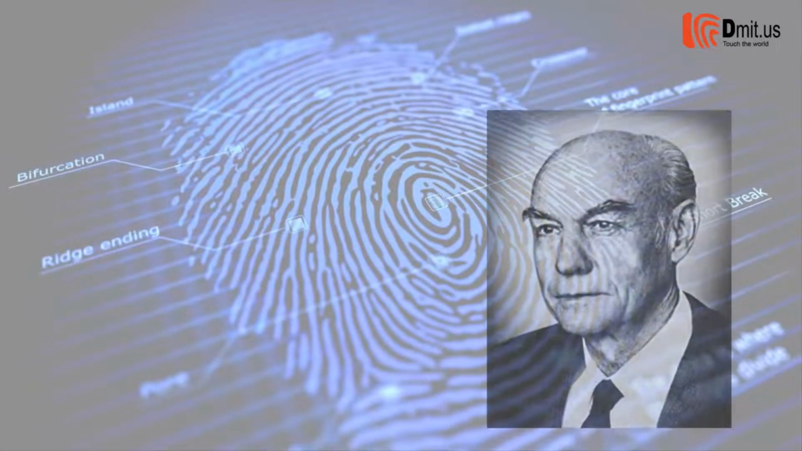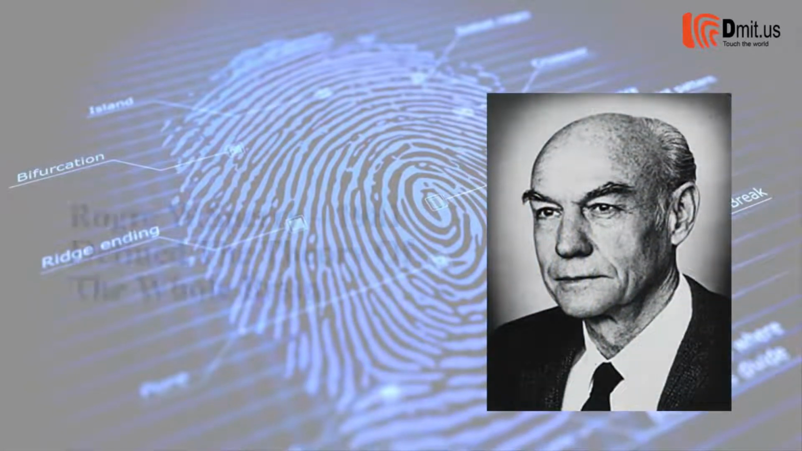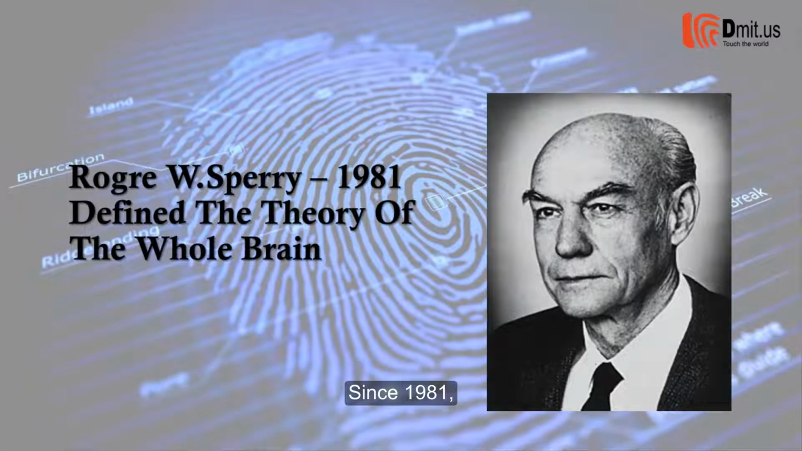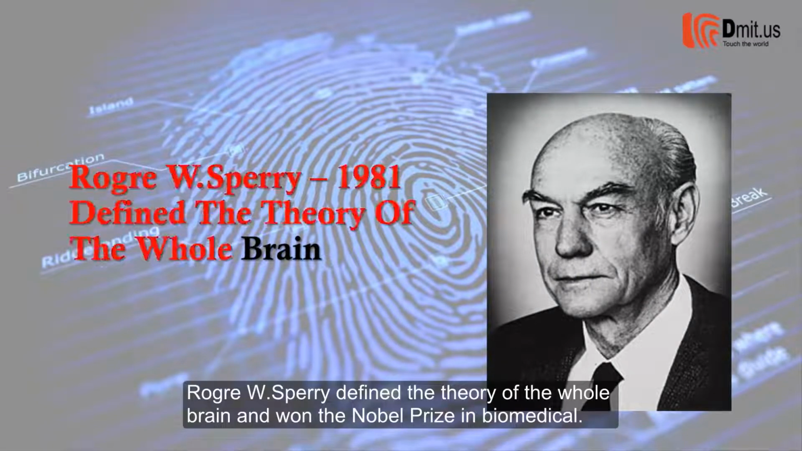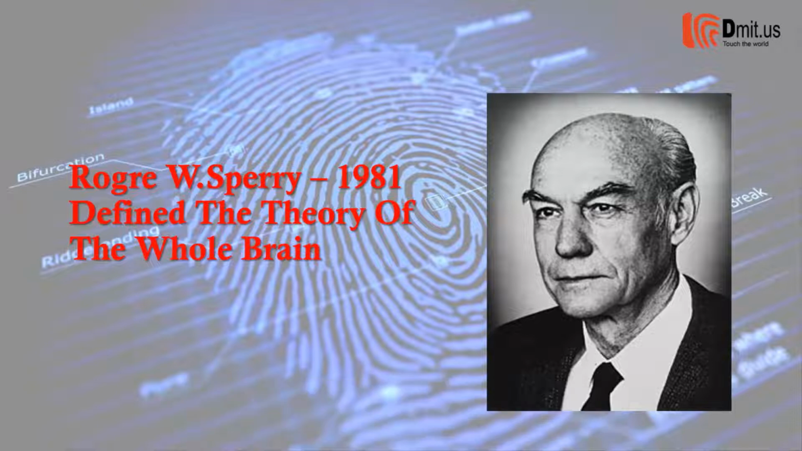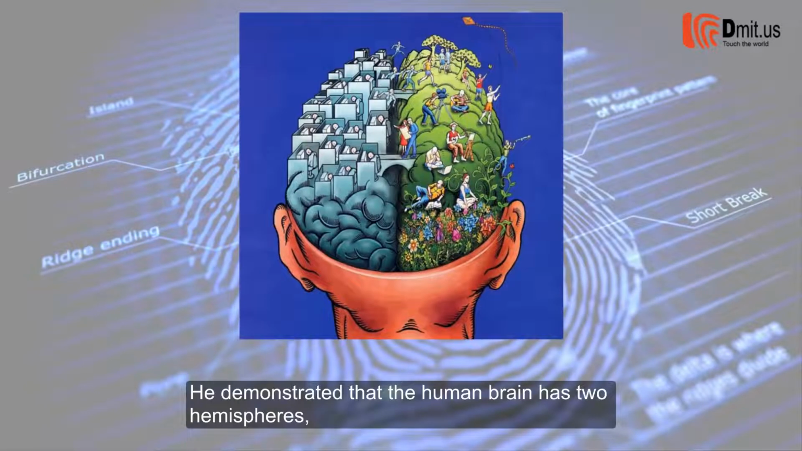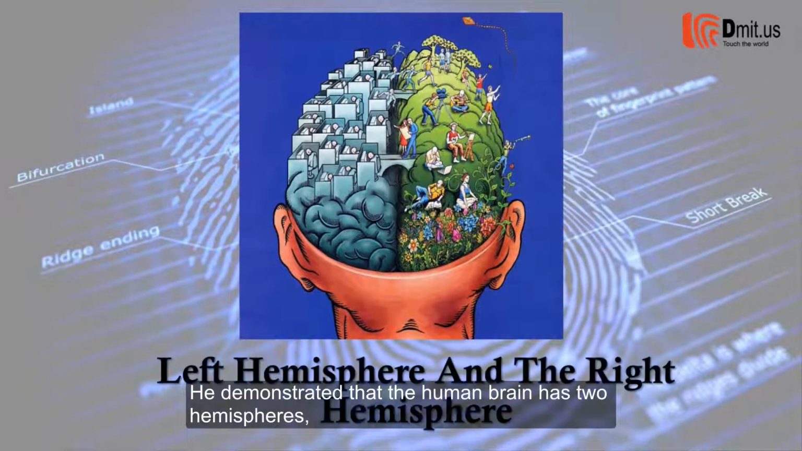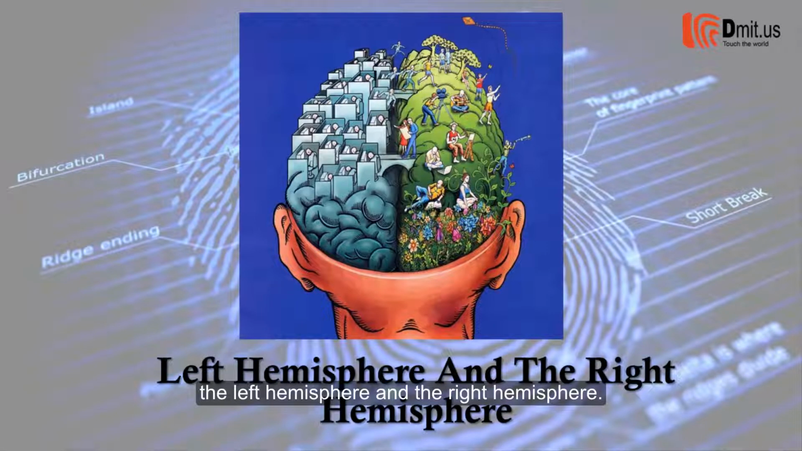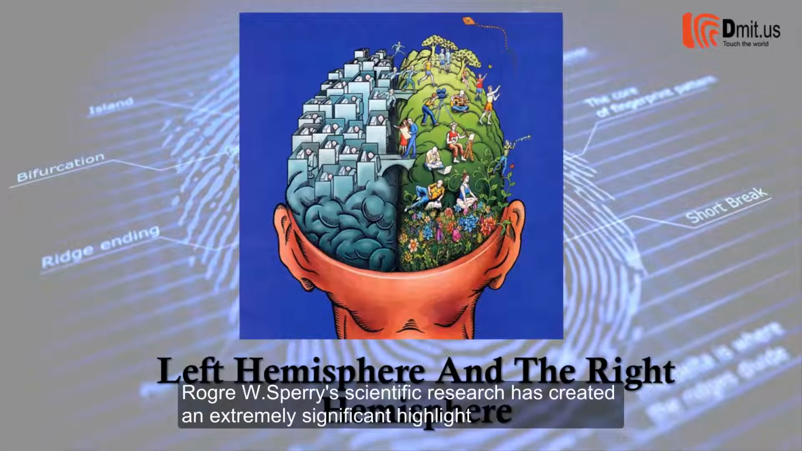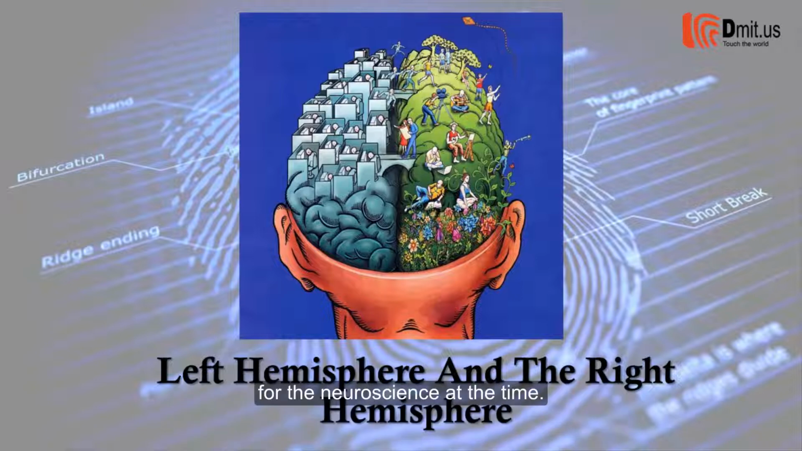Since 1981, Roger W. Sperry defined the theory of the whole brain and won the Nobel Prize in Physiology or Medicine. He demonstrated that the human brain has two hemispheres, the left hemisphere and the right hemisphere. Roger W. Sperry's scientific research created an extremely significant highlight for neuroscience at the time.